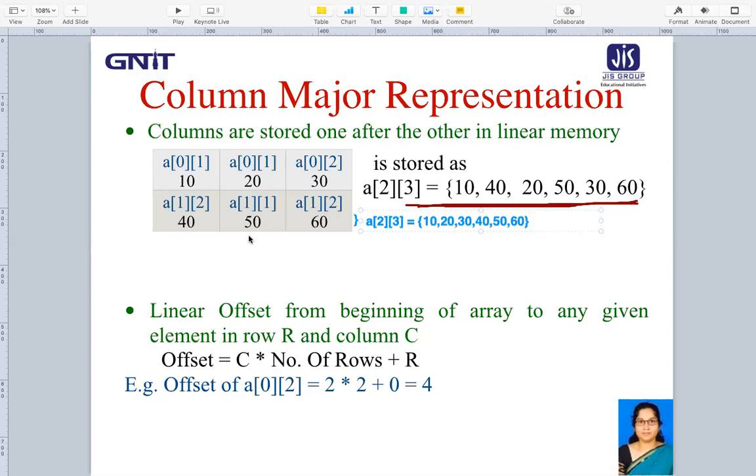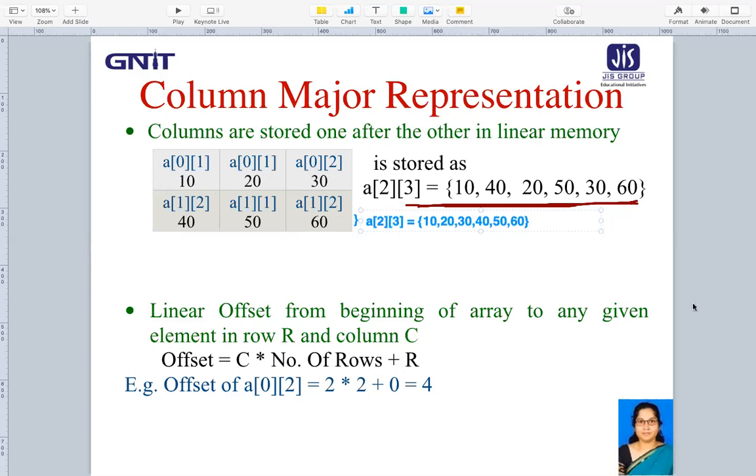So if we have to calculate the linear offset from the beginning, that is, how far an element is from the beginning of the array, it will just be the reverse of the row major. In case of row major, it was R into number of columns plus C. In case of column major, it will be C into number of rows plus R.